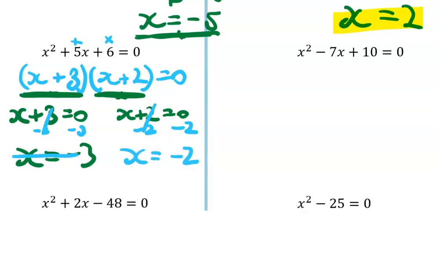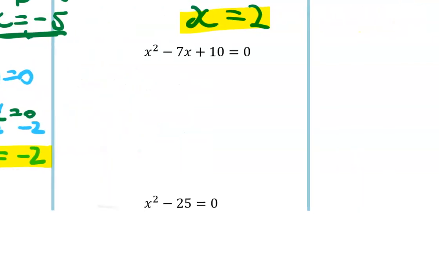Okay, so here's my two answers. X equals minus 3 or x equals minus 2. All right. Again, you don't have to do this middle line here that I wrote out. I'm happy for you just to jump straight to this highlighted answer, okay, because you can see that if x plus 3 equals 0, then x has to be minus 3, and if x plus 2 equals 0, then x has to be minus 2. All right, let's see if we can jump straight to this answer with our next two questions.